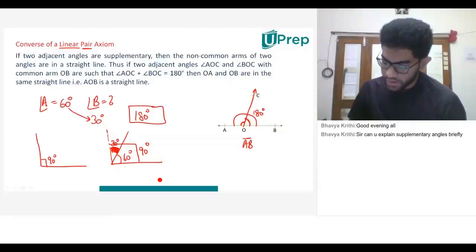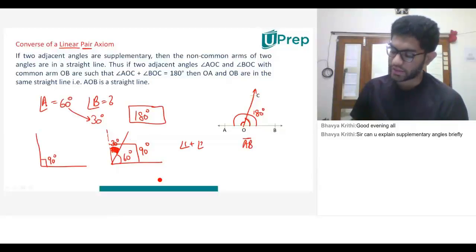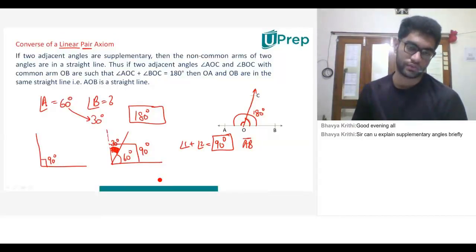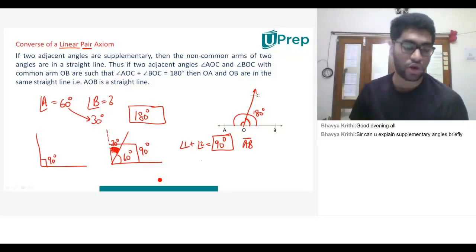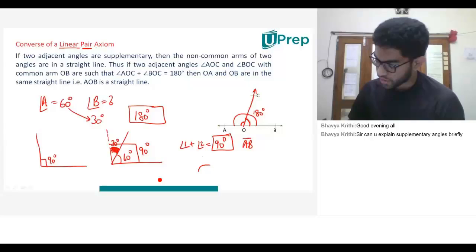Why? 60 plus 30 equals exactly 90 degrees. The sum of the two angles should add up to 90 degrees. That is, they form a right angle when we add up both of them. This is the concept of complementary angles. When I talk about supplementary, I am talking about an entire 180 degrees basically.